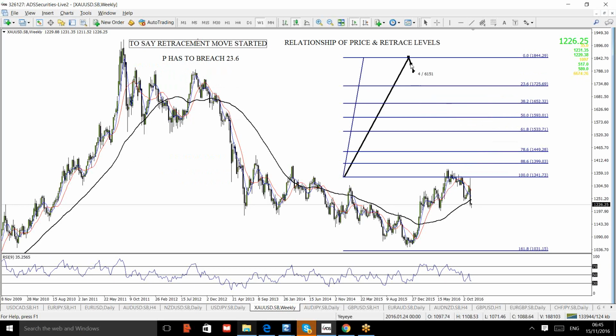Understand, if it does not breach and it holds here, finds support here, guys, for instance, then the price will go to the upside, right? It means the impulsive move hasn't started yet. All that happened was the price found support at 23.6 and went to the upside. So if you want to take an impulsive trade, a retracement move, the trade normally triggers when the price breaks 23.6. That is where your entry has to be.